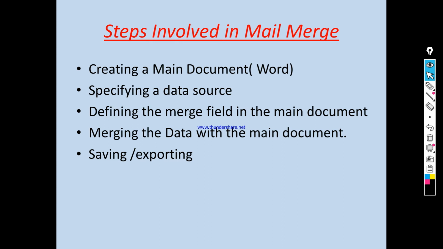After that, you will specify the data source. So, now what is the data source? The data source consists of the recipient list, meaning the address of the person. Then defining the merge field in the main document. As soon as you specify the data source, the field names will come under the merge field. So we will merge that data field in our main document. And finally we will save and export our file.